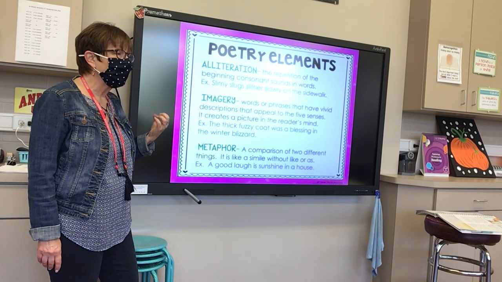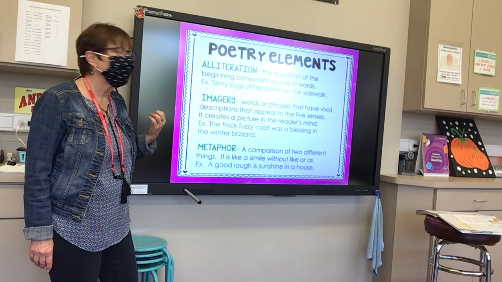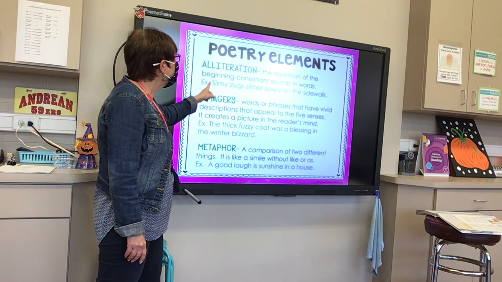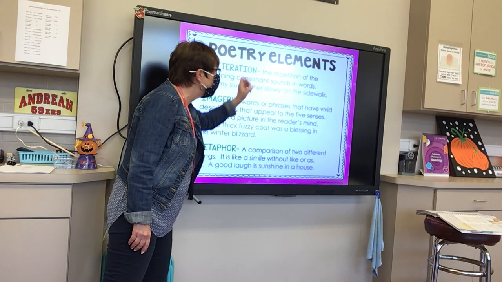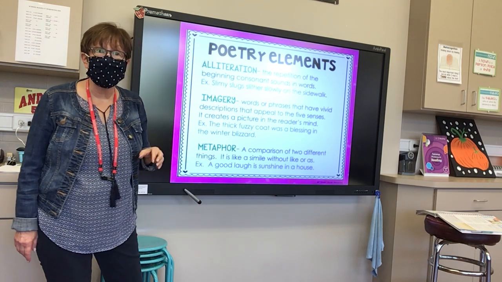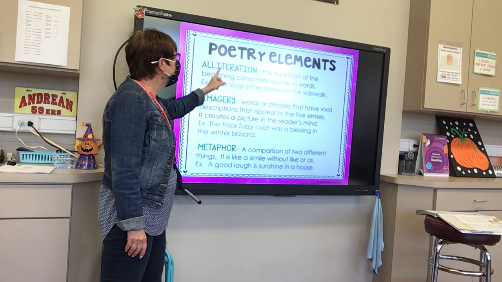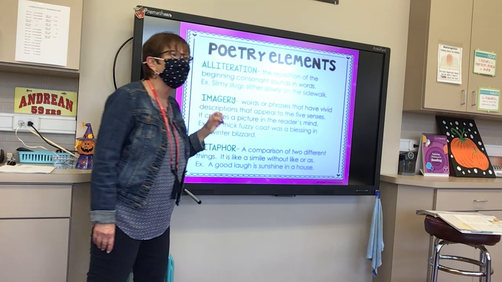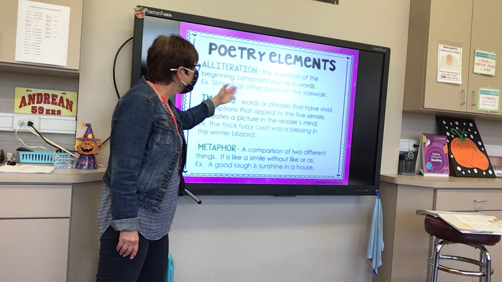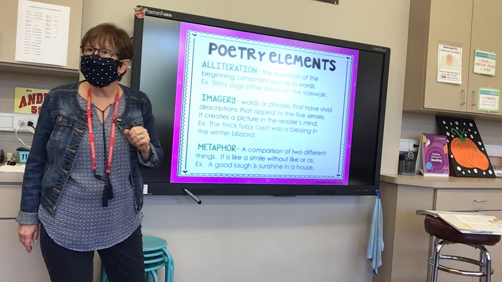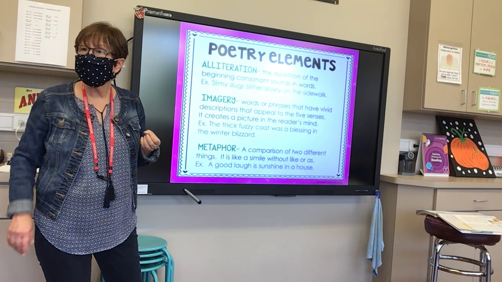The beginning consonant sounds in words. And here's an example. Slimy slugs slither slowly on the sidewalk. I'm going to say it again. Slimy slugs slither slowly on the sidewalk. What sounds do you hear at the beginning of those words? What sounds do you hear, Lisa?